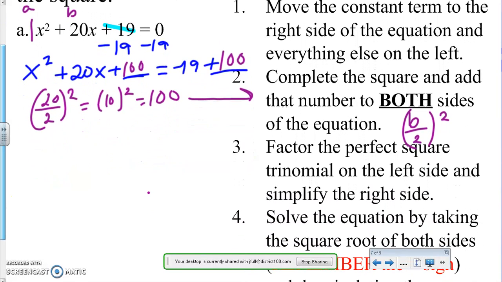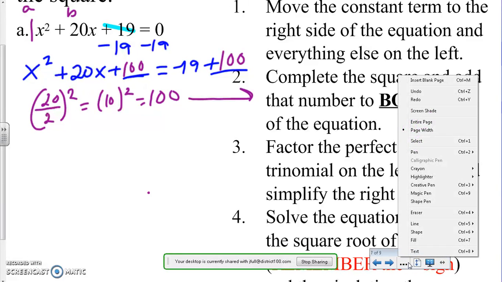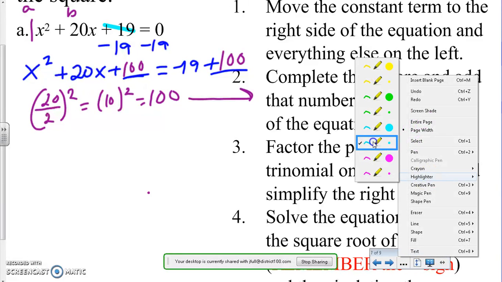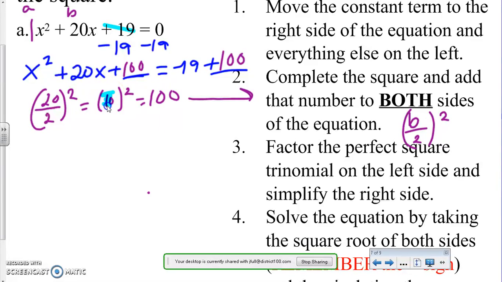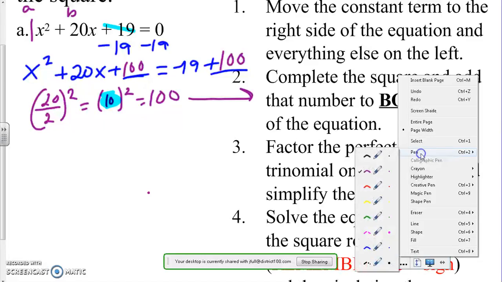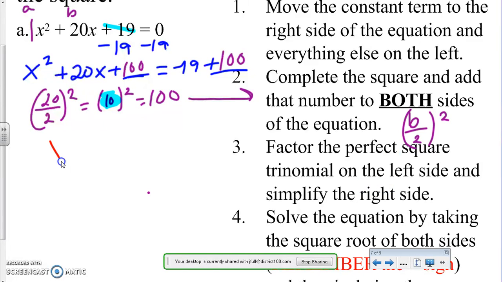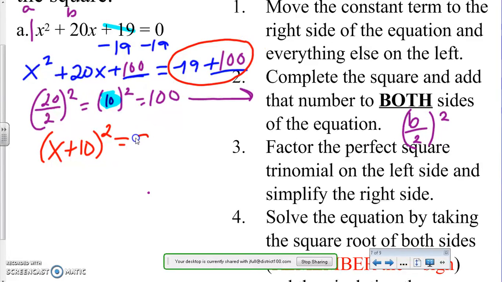For step 3, we're going to factor the left side. And when you're factoring, a nice shortcut is that the number we got when we divided by 2 is what's going to go in our parentheses. So we're going to have x plus 10, and then squared. And on the right side, we have to simplify, so negative 19 plus 100 gives us 81. So that's our third step.